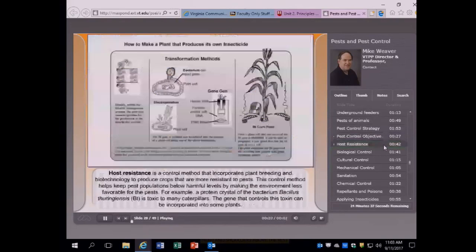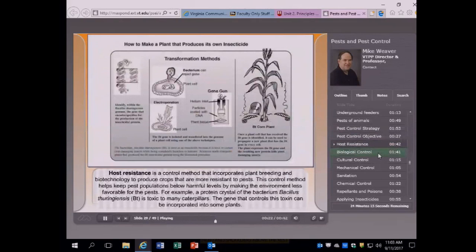Host resistance is an important control method. Some crops and animals and structures resist insects and similar pests better than others. Some varieties of crops and wood are immune to certain pests. Use of resistant types helps keep pest populations below harmful levels by making the environment less favorable for the pests.